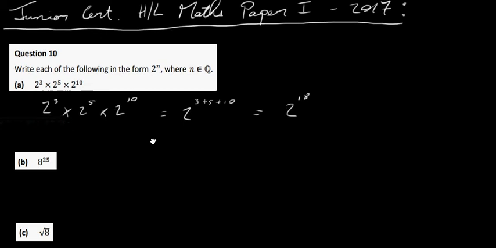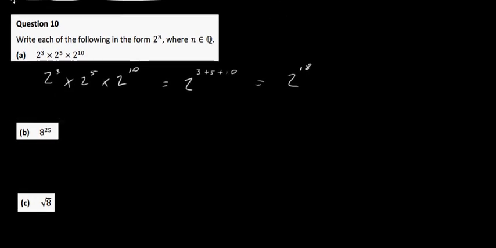The second part here is we have 8 to the power of 25. So we've got to change this into 2 to the power of something. Well, 2 to the power of 3 is just the same as 8. So this is just 2 cubed to the power of 25. Another rule of indices here is when you've got a power to a power, you just multiply the two powers. So 3 25s, 75. So this is our answer here.